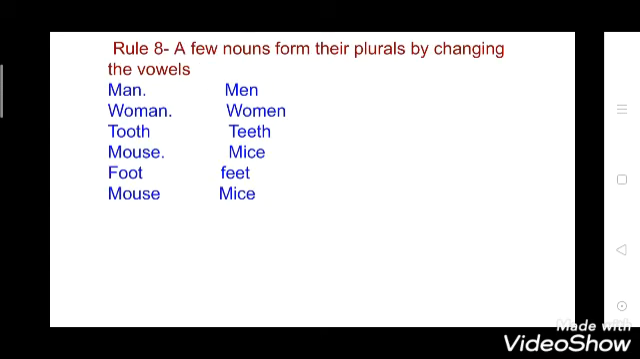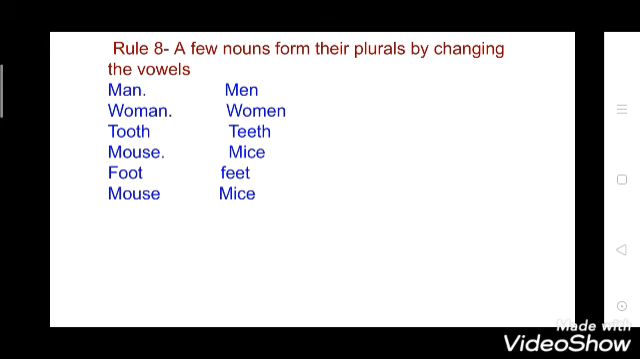Now moving to eighth rule. A few nouns form their plural by changing the vowels. So what are vowels? A, E, I, O, U. Okay. So there are few nouns. In that case, in order to become plural form, they will change the vowel. See the first, man. Here man spelling is M-A-N. So you will remove the A and you will write E, men. Here E-N you will write.